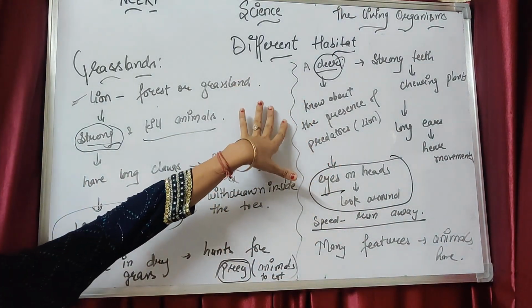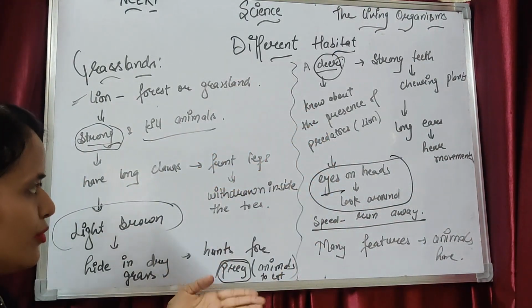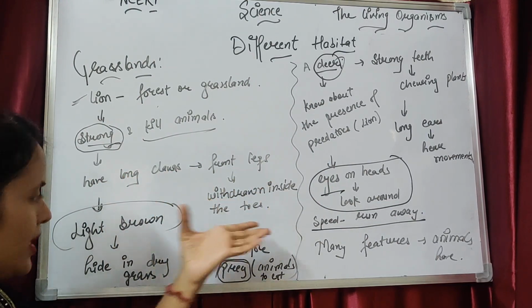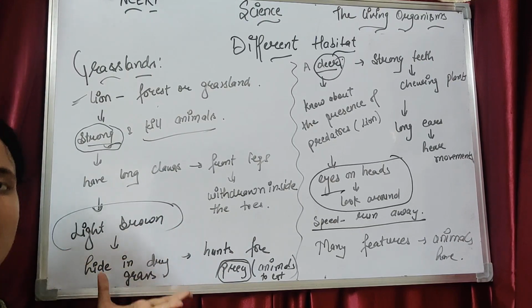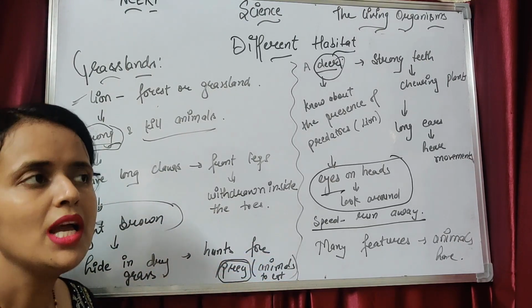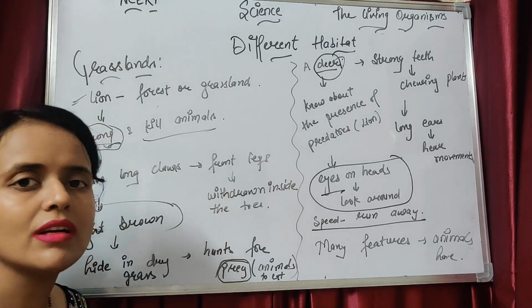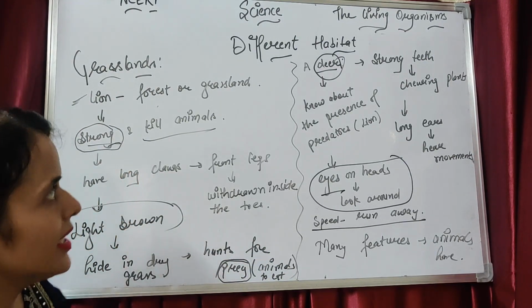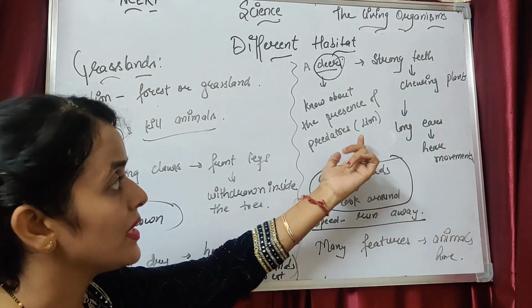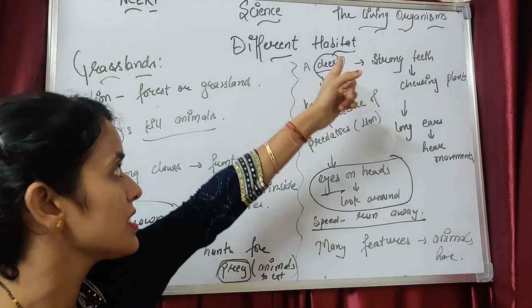Lion is the strongest animal, and it will kill animals for their food. They have long claws in the front legs with padding inside the toes, and a light brown color, which helps them hide in the grassland and hunt for prey. Prey are those animals that are eaten by the lion. Deer know about the presence of the predator. Predator is lion. Prey is deer.